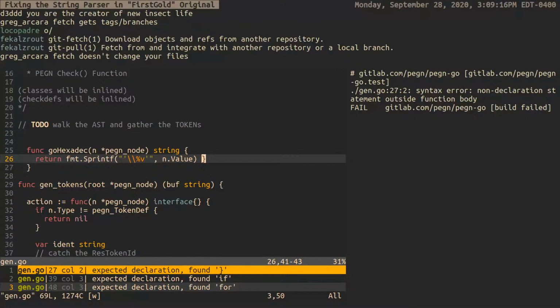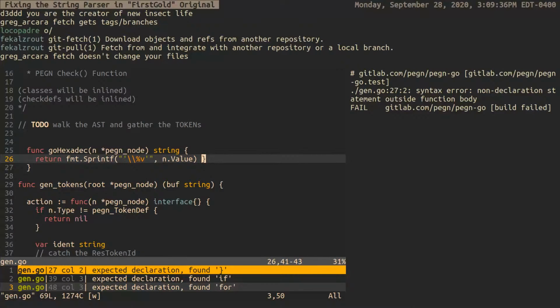Fetch doesn't change your files. Right, but pull would have. But see, I think if I had git pulled the whole thing, it would have tried to pull down all the... they would say there's no changes or anything. It may have pulled down this stuff. I'll have to do an experiment on that later to test that out, but not right now.